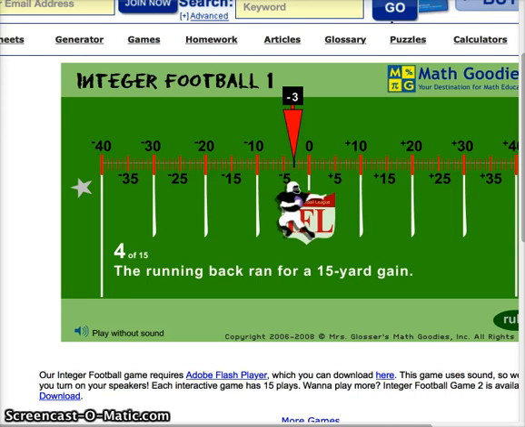And I think this really works because one of the Common Core standards is to use this as a real life situation. So I think football and the positive and negative gains is a way to show them a real life example. So I think this is good. I'm going to try it out and see how it goes.